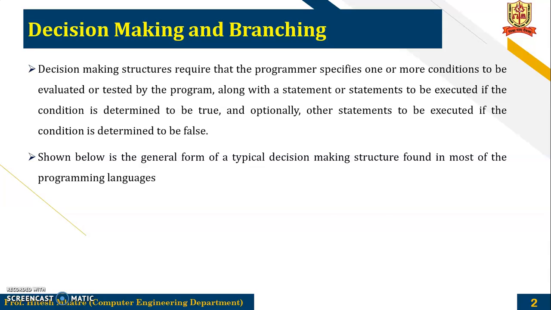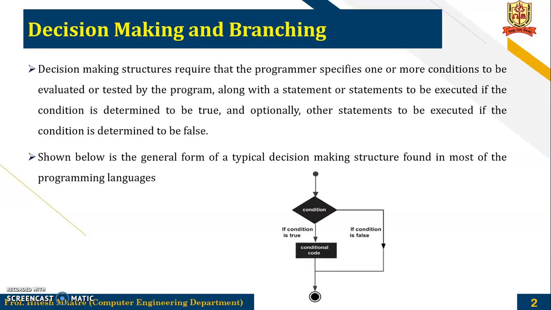Now shown below is the general form, the structure of decision making. Here you can see the condition. So you check a condition. If this condition is true, then you perform certain statements. If it is false, you may have a certain set of statements, or sometimes you have to just skip certain statements. So you have two paths, one for the true condition and one for the false condition.